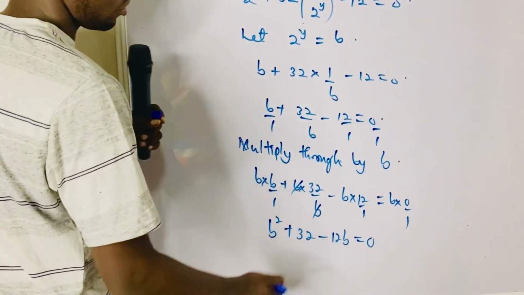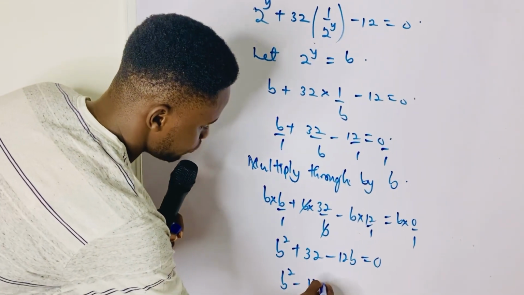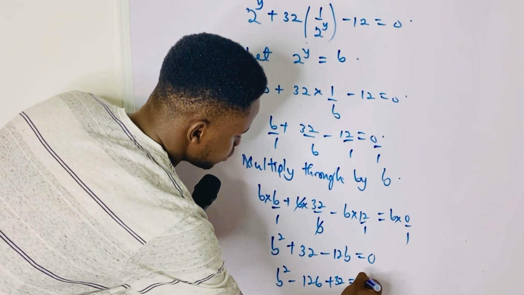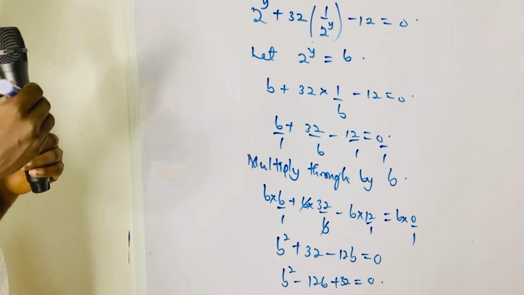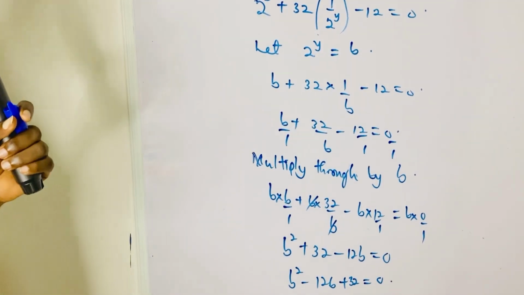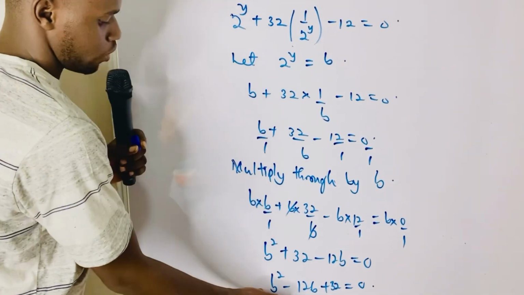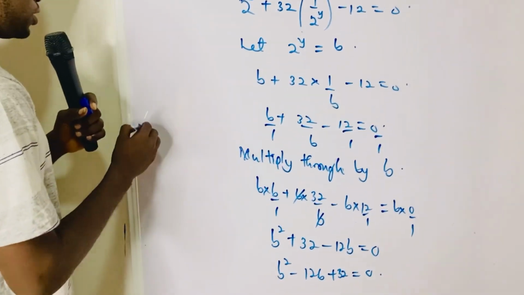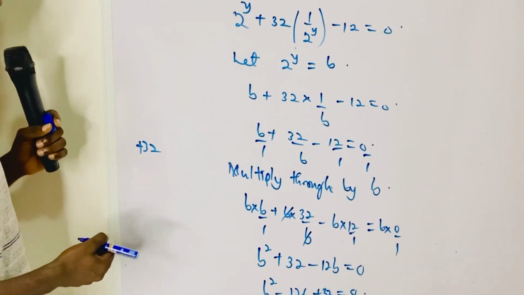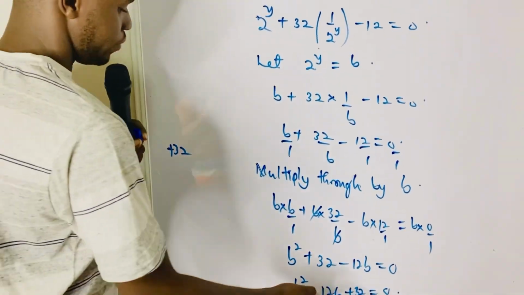I said that it forms a quadratic equation. So let's rearrange. It will be b squared minus 12b plus 32 equals 0. And you solve that. I told you there are various methods you can use to solve this, but the simplest method is the factorization method, if possible. And how? Use the coefficient of this, multiply by this. The coefficient here is 1, times the constant plus 32. So just look for the factors of 32 that multiply together to give this plus 32, and when you add, will give you what?